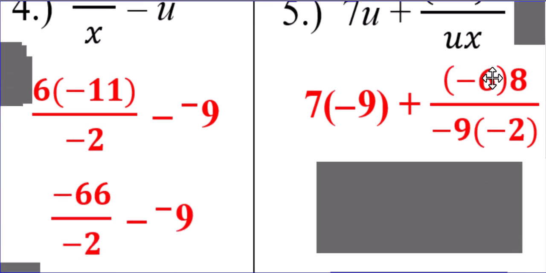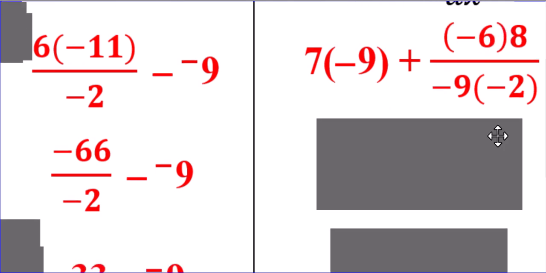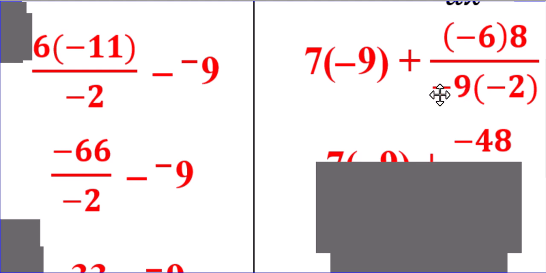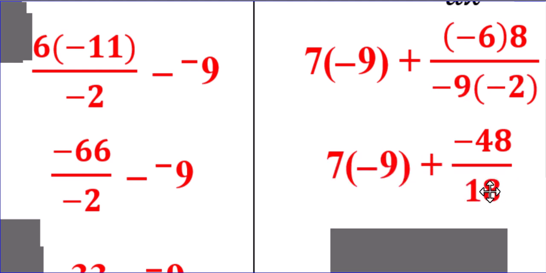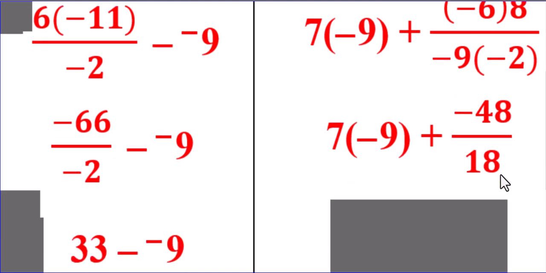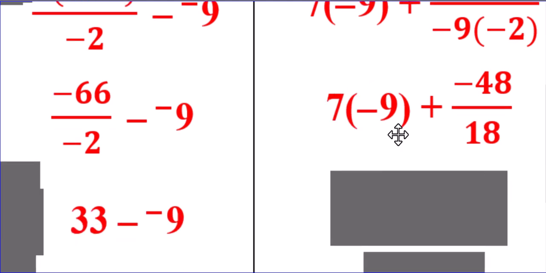We have stuff in the fraction, so we got to go ahead and do negative 6 times 8, which is negative 48. And then we got to do negative 9 times negative 2, which is positive 18. Bring down the 7 times negative 9 because that was not part of the numerator or denominator of the fraction. All right, now we can go ahead and do the multiplication of 7 times negative 9 and the division. Fraction bar means division for the negative 48 and the 18.